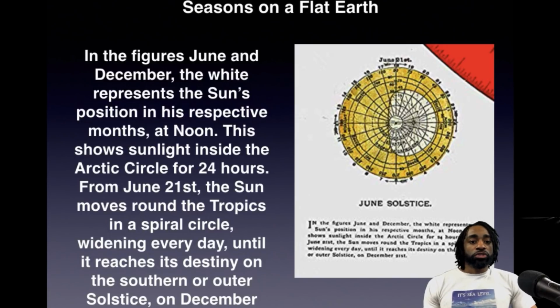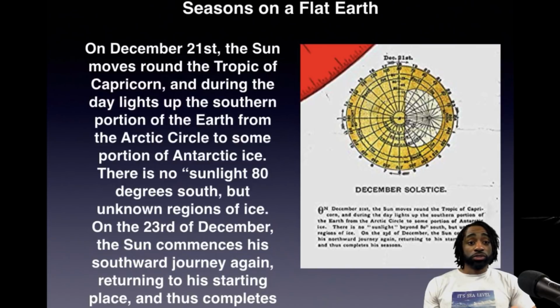So the June solstice. In the figures June and December, the white represents the sun's position in his respective months at noon. This shows sunlight inside the Arctic Circle for 24 hours. From June 21st, the sun moves round the tropics in a spiral circle, widening every day until it reaches its destiny on the southern or outer solstice on December 21st. Meaning basically that the sun makes a clockwise circuit, and each day that circle that the sun makes around the North Pole gets a little bit wider until it reaches its highest position, the outermost position, that is December 21st, winter solstice, which they cover here.